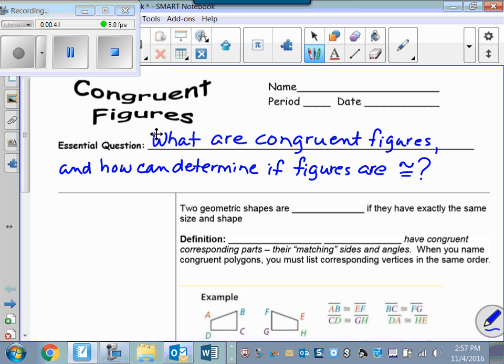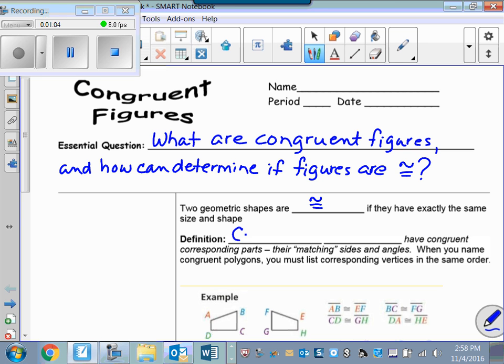All right, so what does it mean for figures to be congruent? It just means that they have exactly the same size and shape. So two geometric shapes are congruent if they have exactly the same size and shape. Now that's not to say they can't be rotated or translated, but they have to have exactly the same size and shape to be congruent.